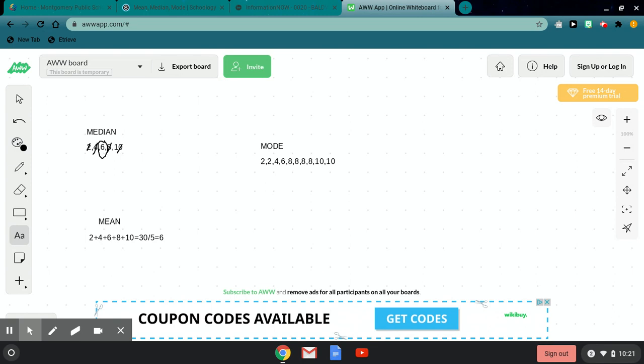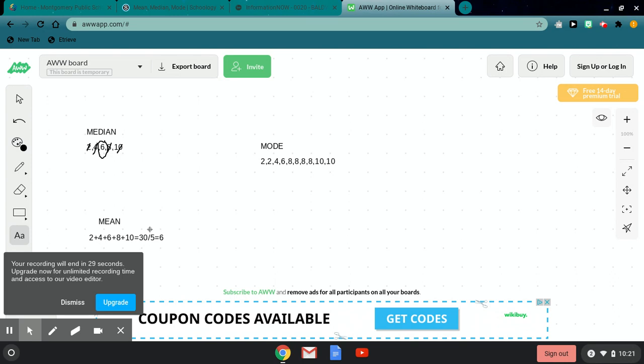And the mean is the same thing as the average. So if you're more familiar with how to calculate an average, that can help. Otherwise, you will have to learn that you have to add all of the numbers together, then divide by how many numbers you had in the data set. So if we add all these numbers together, we get 30, and then we would have to divide by 5 because there are 5 numbers in this data set, and we get 6.